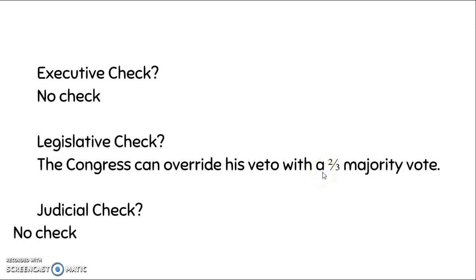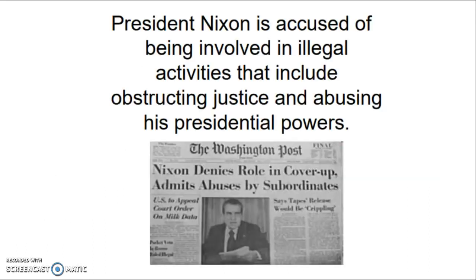Good job. All right. Third scenario as a class. President Nixon, he was the president in the 60s and 70s, is accused of being involved in illegal activities that included obstructing justice and abusing his presidential power. So, is there an executive check? Does he do anything in this situation?